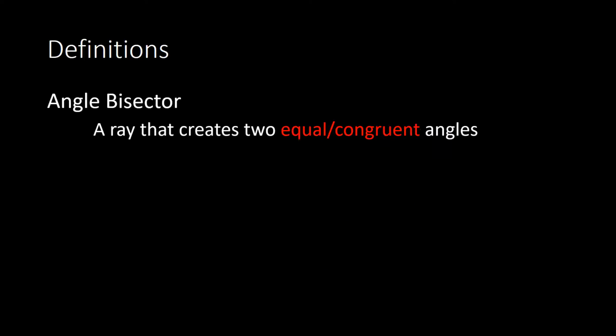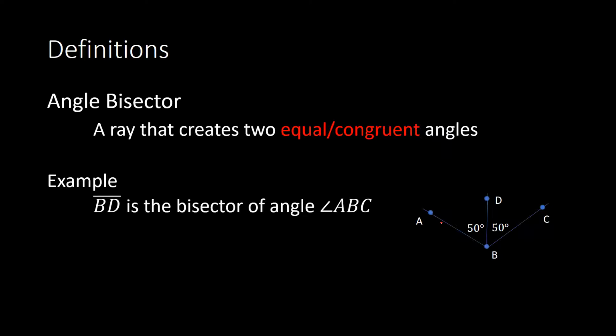The other definition is an angle bisector, which is analogous to the midpoint. The only difference is this is with an angle, midpoint is with a segment. An angle bisector is something that creates 2 congruent angles. So for example, here we have the angle ABC, and then we have this ray BD that cuts it in half, where now angle ABD is congruent or equal to angle DBC. So therefore, BD is the bisector of the angle ABC, because BD is creating those 2 congruent angles.